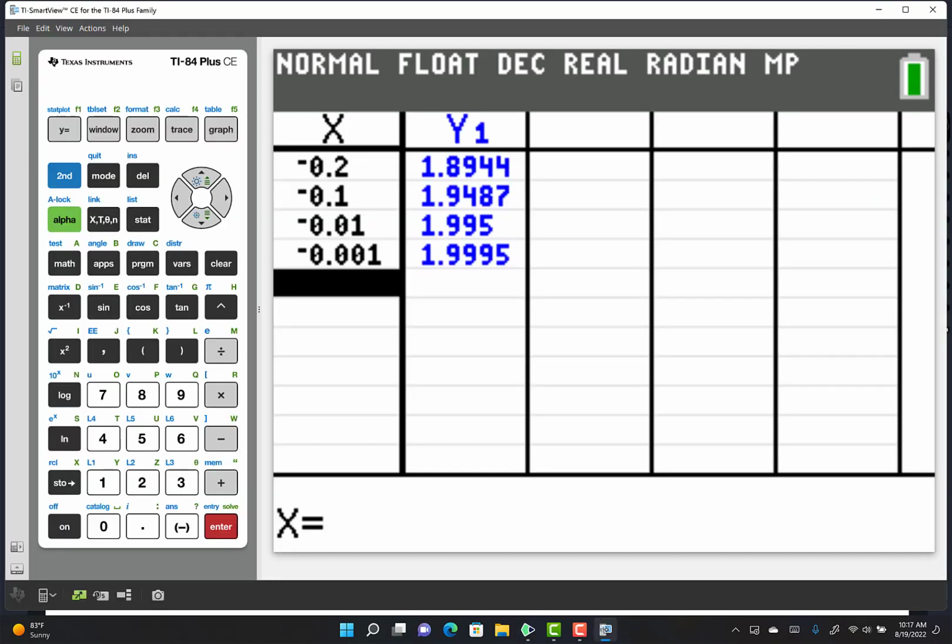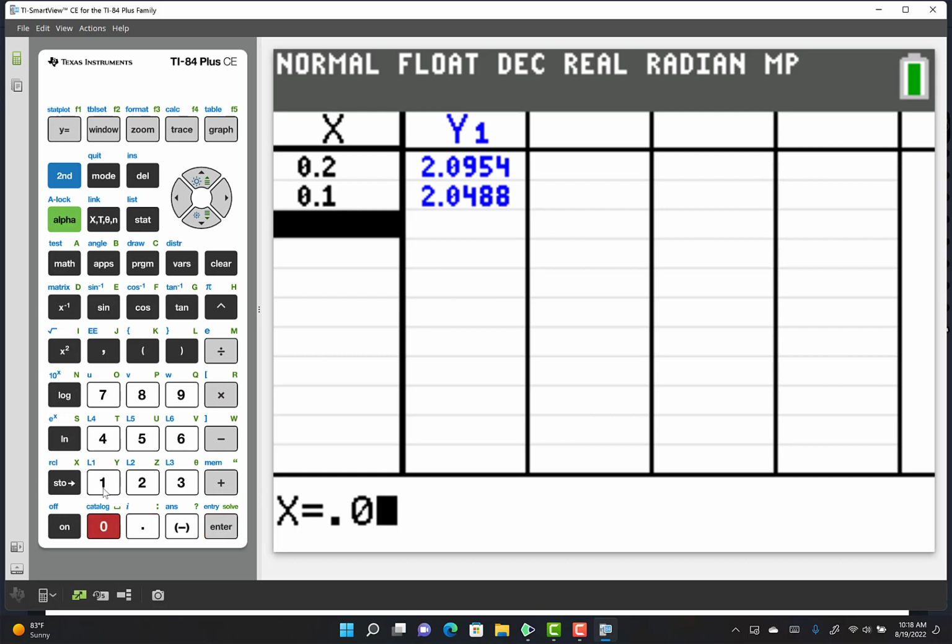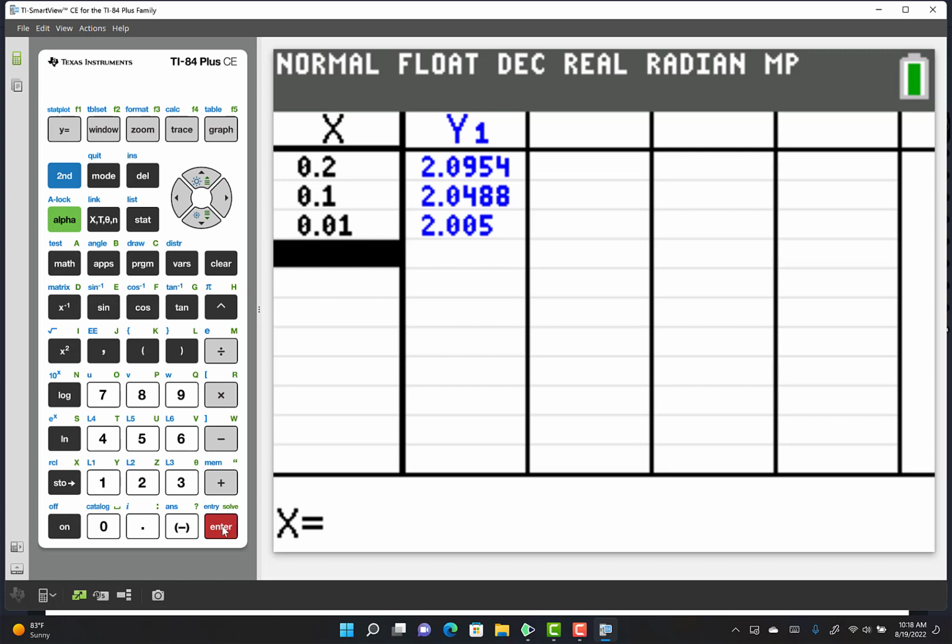So I'm going to go back to my calculator. I'm just going to push the delete button. Delete, delete, delete, delete, delete, delete. And here we go. I'm going to push 0.2, and I'm going to push enter. I'm going to push 0.1 and put those values down on your table. Enter. I'm going to push 0.01. Enter. Is that as far as I go, or do I do 0.001? Yeah, 0.001. Enter. And there it is. Put those values down, guys.